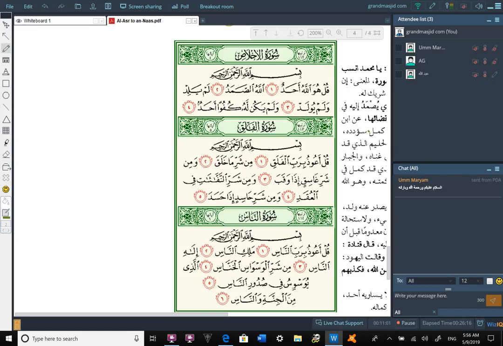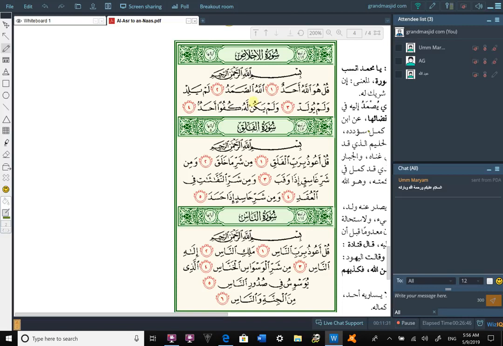The second time this was revealed, they asked, what is your Lord made of? Is He made up of rubies or diamonds, or what kind of material is He made up of? And Allah revealed this. قُلْ هُوَ اللَّهُ أَحَدٌ اللَّهُ الصَّمَدُ لَمْ يَلِدْ وَلَمْ يُولَدْ. He did not give birth, or He did not have children, nor was He given birth to. وَلَمْ يَكُنْ لَهُ كُفُوًا أَحَدٌ.